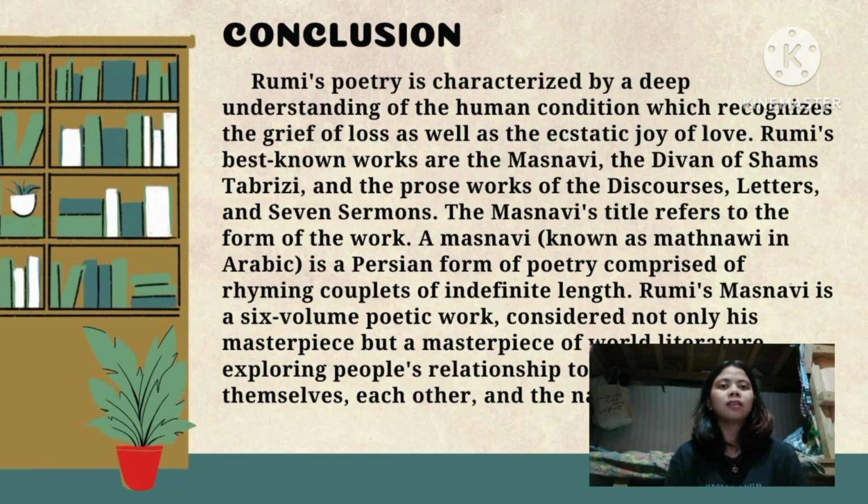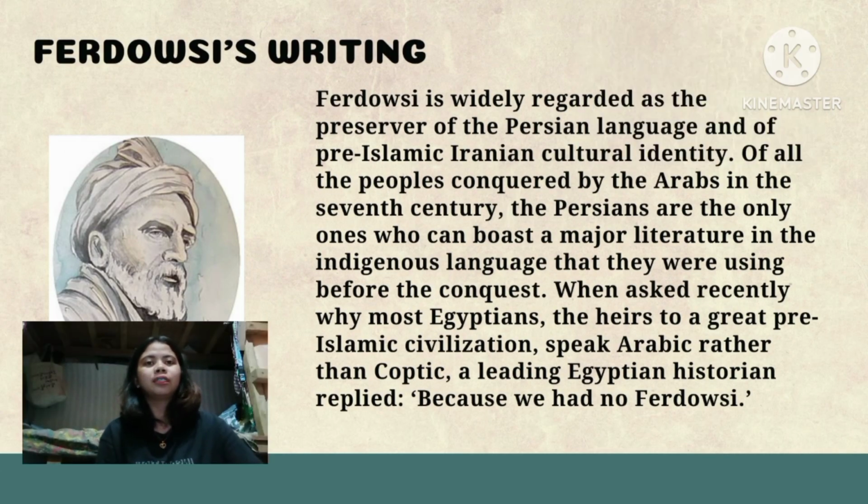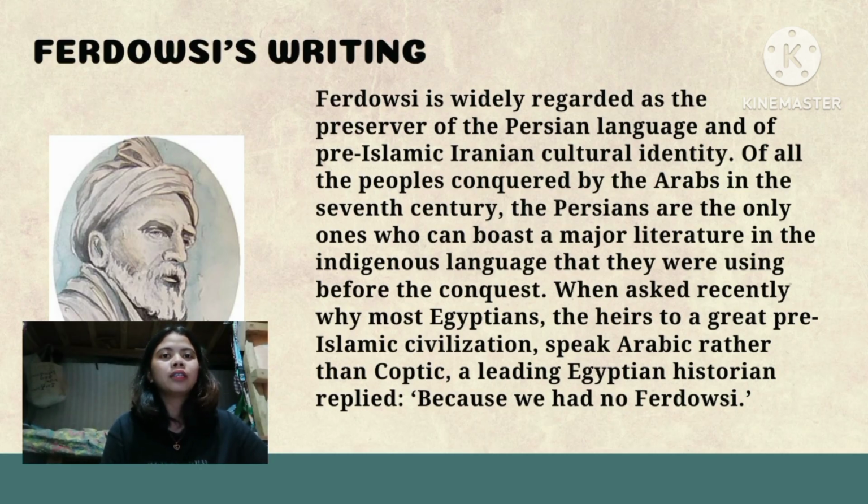A Masnavi, known as Mathnawi in Arabic, is a Persian form of poetry comprised of rhyming couplets of indefinite length. Rumi's Masnavi is a six-volume poetic work considered not only his masterpiece but a masterpiece of world literature, exploring people's relationship to God as well as to themselves, each other, and the natural world. So that's the end of Rumi's epic and poem central themes, and now let's proceed to the next suggested piece of Persian literature, which is Ferdowsi's writings.